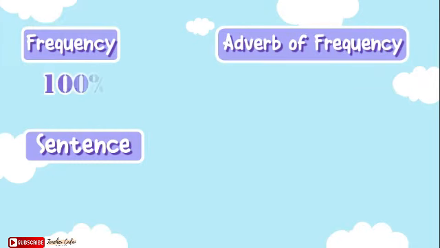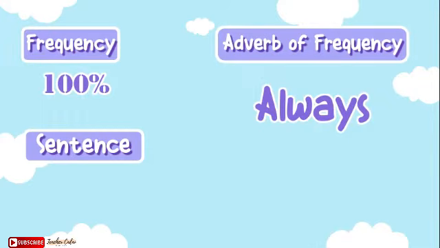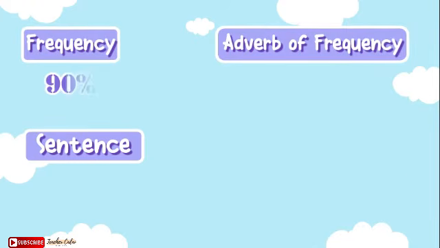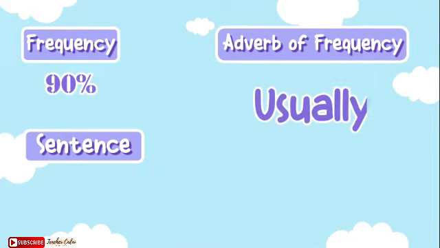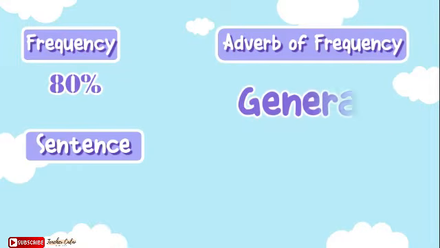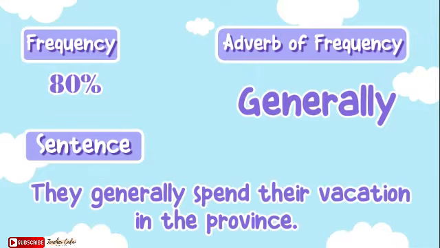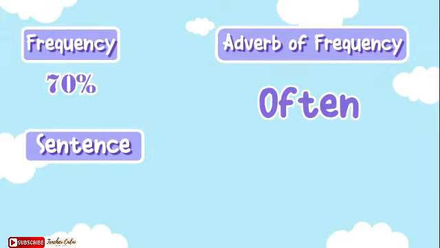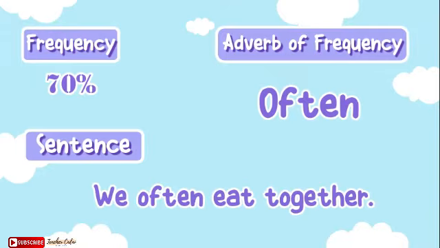Remember, 100% is frequency of always. Example, I always finish my work on time. 90% is usually. Example, Rosa usually helps her mother in cleaning the house. 80% is generally. Example, they generally spend their vacation in the province. 70% is often. Example, we often eat together.